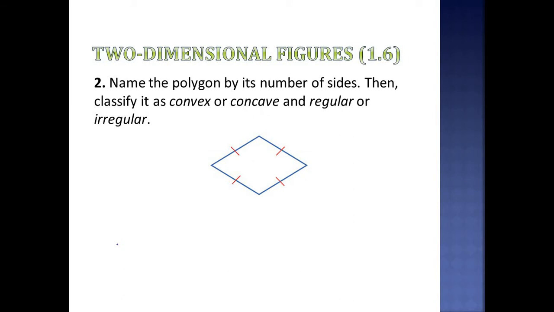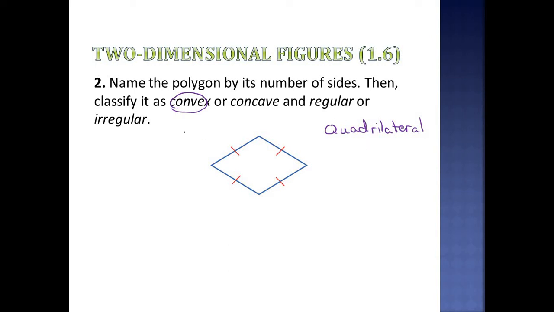Second example here, name it by the number of sides. Well, this is a four-sided figure, so this is a quadrilateral. Then we'll classify it as convex or concave. Does this polygon seem to cave in anywhere on itself? Like cave in on itself? No, it doesn't. So it's convex.